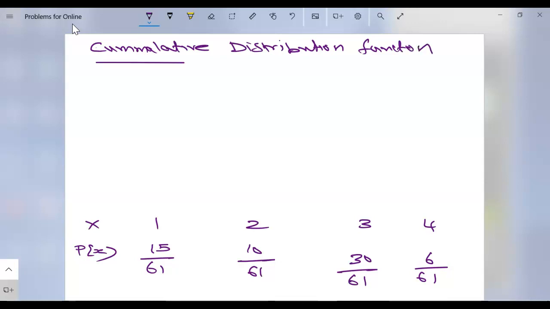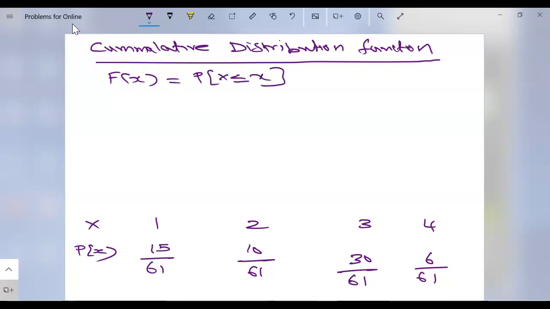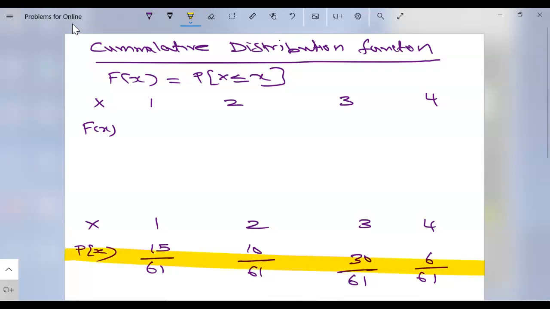What is the cumulative distribution function here? I will call it f of x, equal to capital F of x. I will use it as probability of x less than or equal to x. So what am I going to do here is x equal to 1, 2, 3 and 4. Okay, I will give you a shortcut rather than employing the definition as f of x. See, this one I brought from the previous page, isn't it?